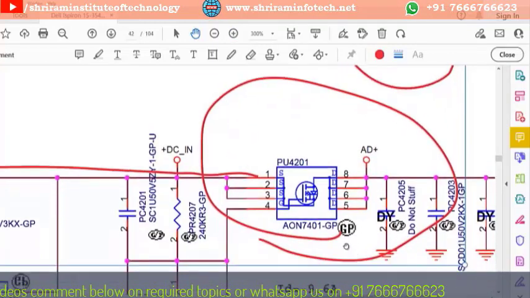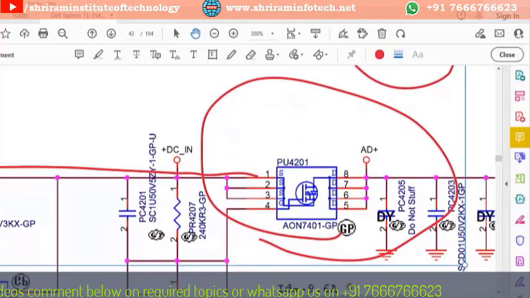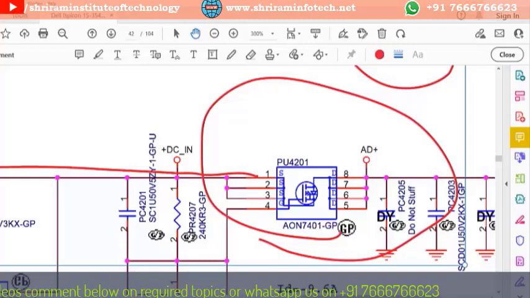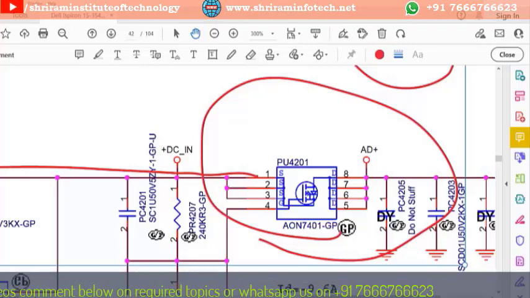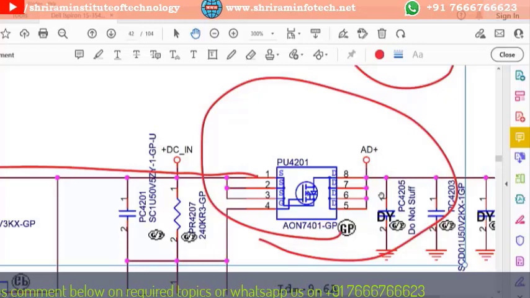This one is a P channel MOSFET. Okay, so you have to remember that is a P channel MOSFET, and the source is the input and drain is output. Okay, the 19 voltage, that DC voltage is given to the source, and it will come out from the drain and the gate control.